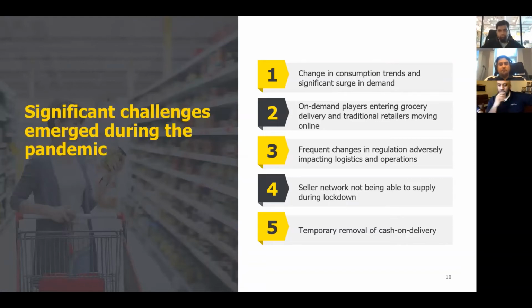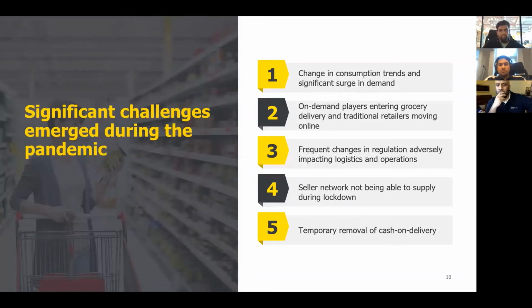Second one, on-demand players entering grocery delivery and traditional retailers moving online. This is a behavior. This is not something that, let's say, is a big challenge for us, but yes, that throws away your dynamics of how you want to manage your categories if there are other players entering your game, and they are also getting into online deliveries.